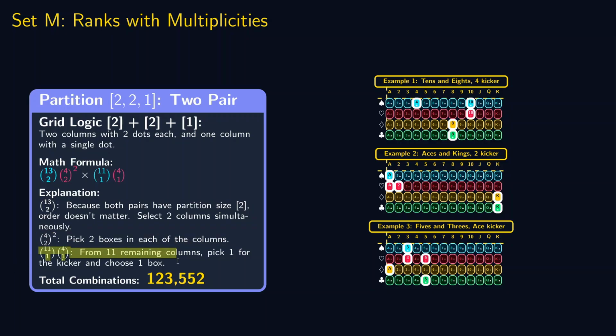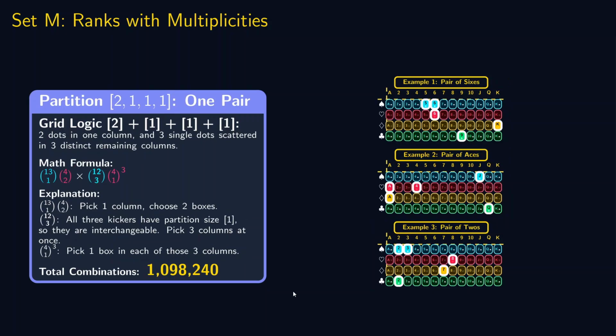We have already used 2 columns for our pairs, leaving 11 columns to choose from. We pick one of them. 11 choose 1, which is 11. Within that column, we pick one of the 4 boxes. 4 choose 1, which is 4. So the kicker contributes 11 multiplied by 4, which equals 44. Multiplying everything together, 2,808 multiplied by 44 gives us 123,552. There are exactly 123,552 two-pair hands in a standard deck. We now arrive at the 6th and final partition in set M.